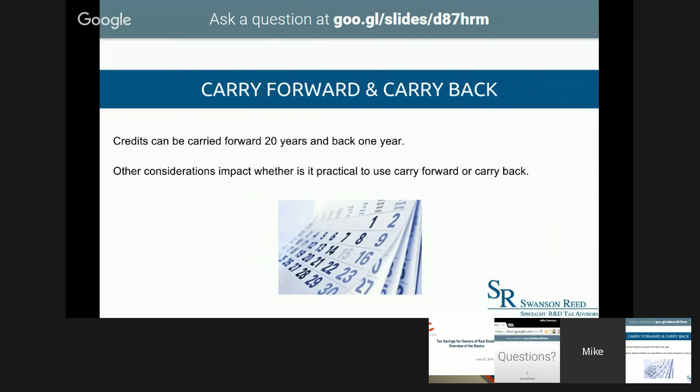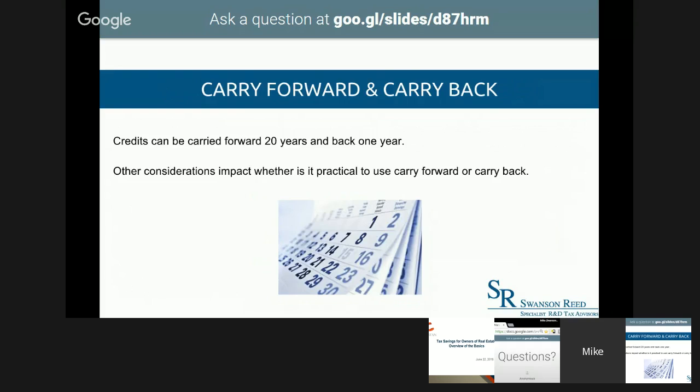Okay, carry forward, carry back. R&D credits are ordinary or general business credits, I think is how the IRS terms it. If you want to see this in writing, you can go to the instructions for IRS Form 3800 on page 1, second column, about the third paragraph down. It defines that you can carry credits forward for 20 years and then back 1 year.